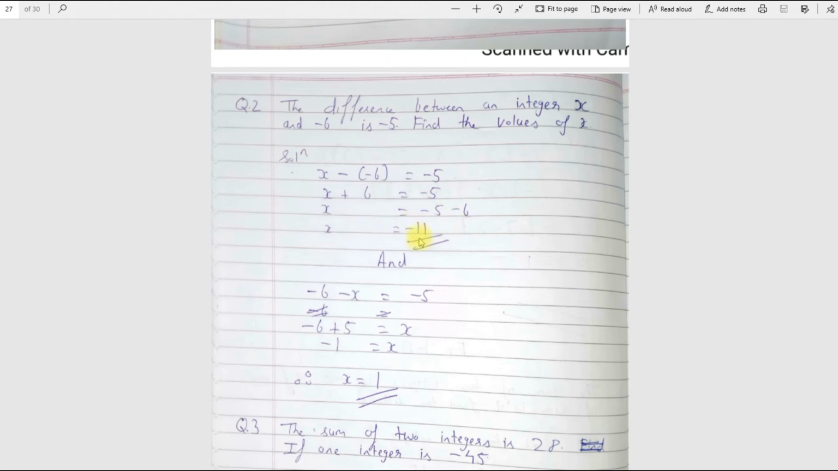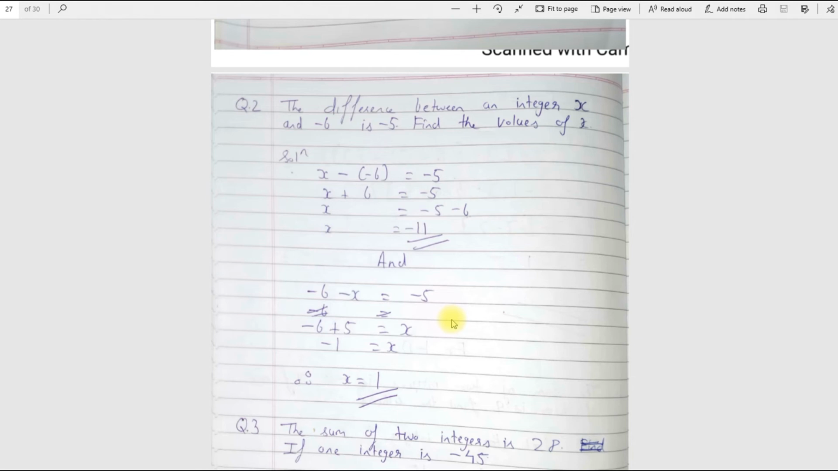Now in the other part, I will do it the opposite way from the first part. That is minus 6 minus x. Minus 6 minus x will be equal to minus 5. I got this minus 5 from here. Equal to minus 5. Now I will bring this minus 5 over here and I will send minus x over here.